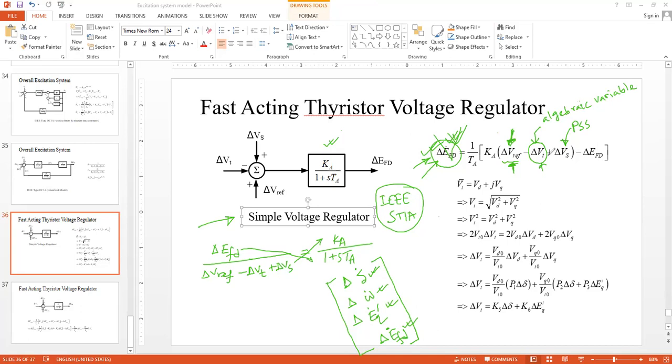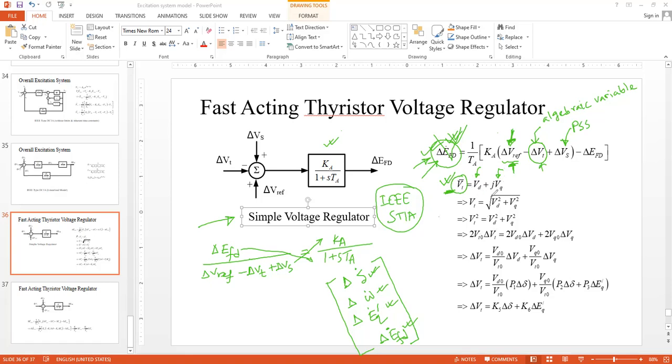So how to get that? Let's see. If you remember the original expression of VT, the terminal voltage of the generator, this is the phasor VT. It can be decomposed into a D component and a Q component. So the D axis component for VT is VD, and the Q axis component for VT is VQ.